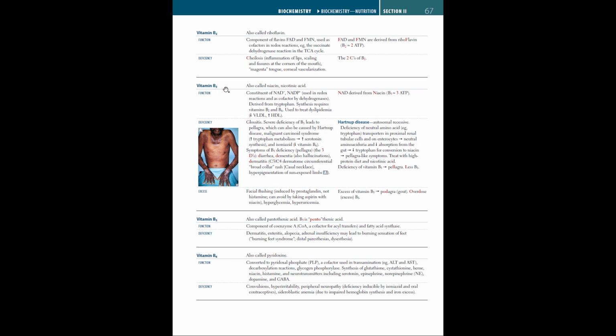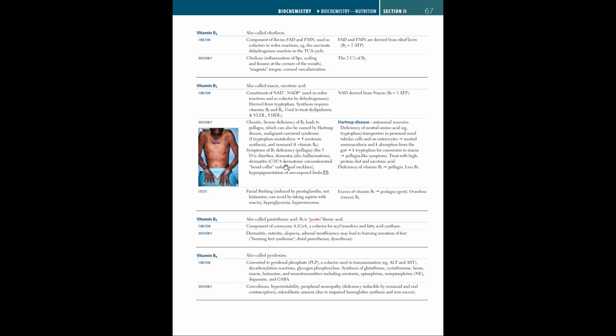Deficiency of vitamin B3 leads to glossitis, and severe deficiency of vitamin B3 leads to pellagra, which can be caused by Hartnup disease, malignant carcinoid syndrome, which leads to high tryptophan metabolism, leading to high serotonin synthesis, and isoniazid, leading to decreased vitamin B6. Symptoms of vitamin B3 deficiency, pellagra, are the 3 Ds: diarrhea, dementia, or also hallucinations, and dermatitis.